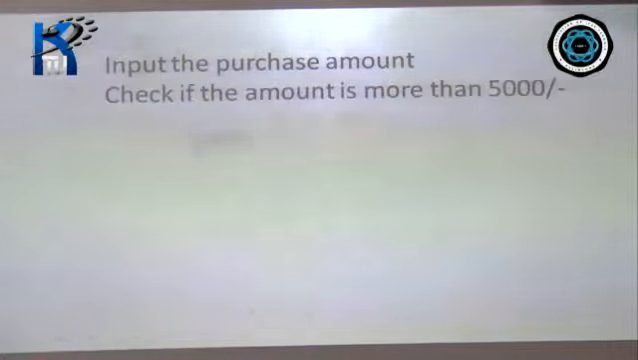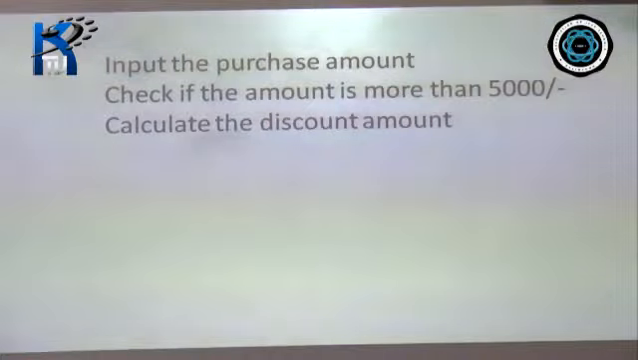So what we need to input from the question, we find that we need to input the purchase amount. That means the user has to enter the purchase amount. Then we need to check if the amount is more than 5,000, because the discount is given only if the purchase amount is more than 5,000. So we need to check whether the amount is more than 5,000.